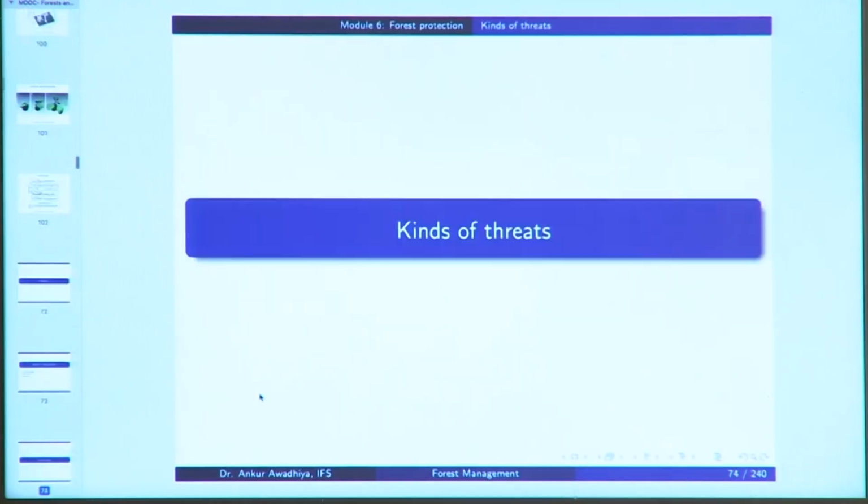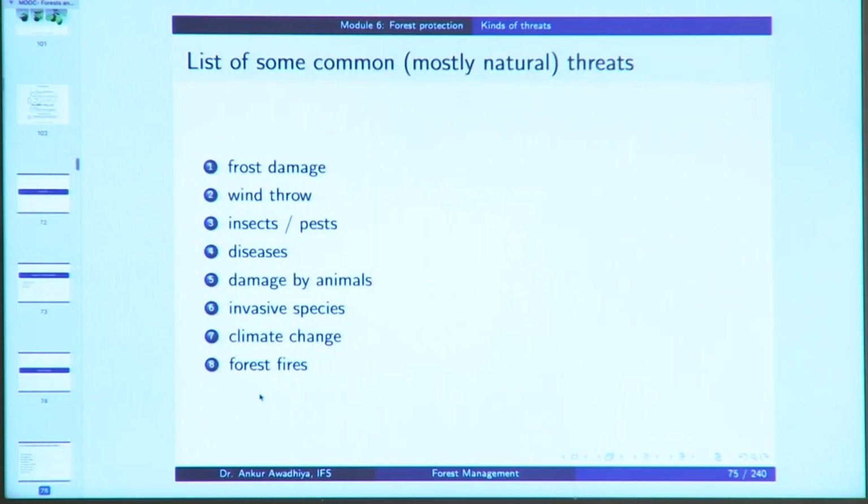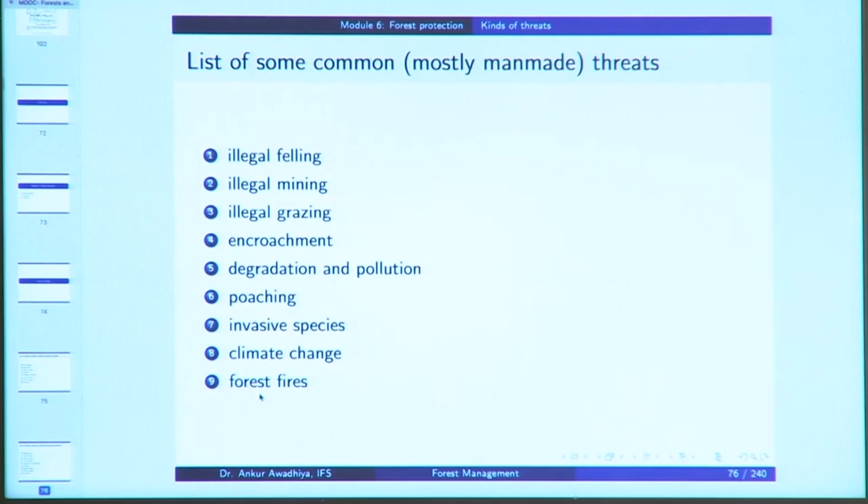Next we looked at forest protection. Here we started with the kinds of threats. So you have natural threats and you have man-made threats. Natural threats are frost damage, wind throw, insects and pests, diseases, damage by animals, invasive species, climate change, forest fires. And man-made threats include illegal felling, illegal mining, illegal grazing, encroachment, degradation and pollution, poaching, invasive species, climate change and forest fires. And we can emphasize that in the case of invasive species, climate change and forest fires, you can have both natural as well as man-made causes.